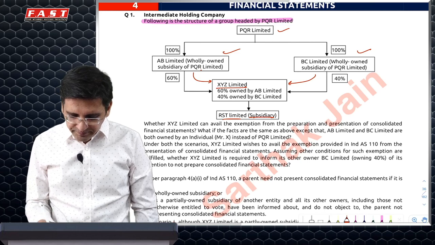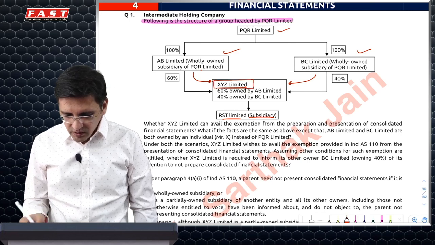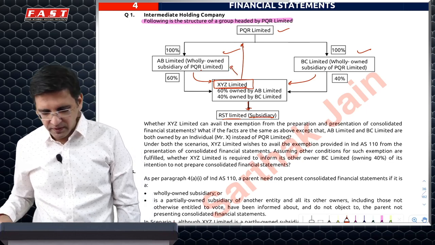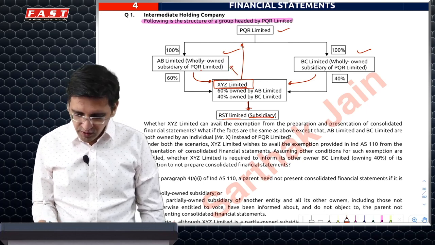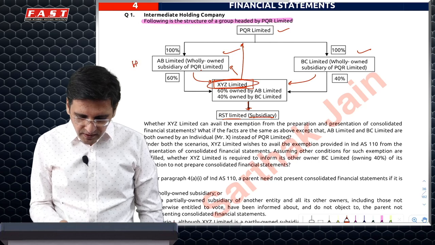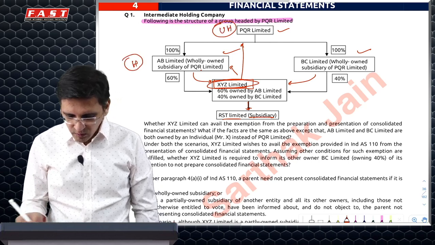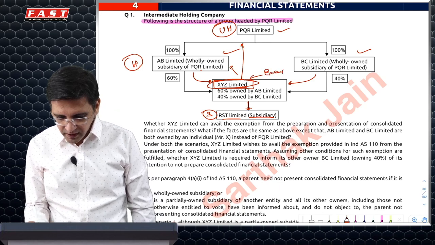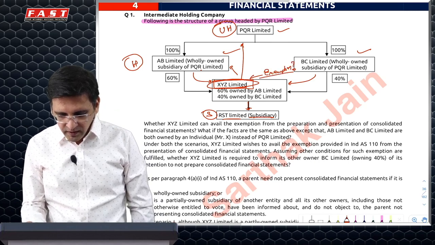The question says this is an intermediate holding company, because it has a subsidiary and it also has a parent, in fact one parent and one ultimate holding company. So for XYZ, this is holding, this is ultimate holding and this is its subsidiary. It's asking whether it has an exemption to prepare consolidated financial statements.